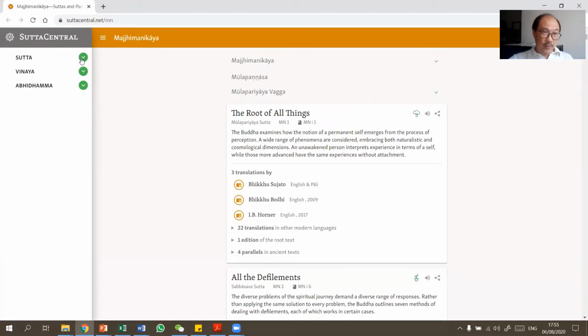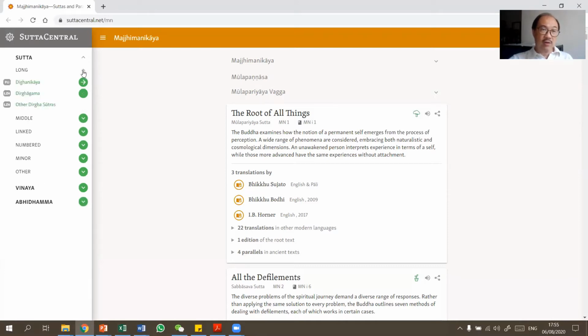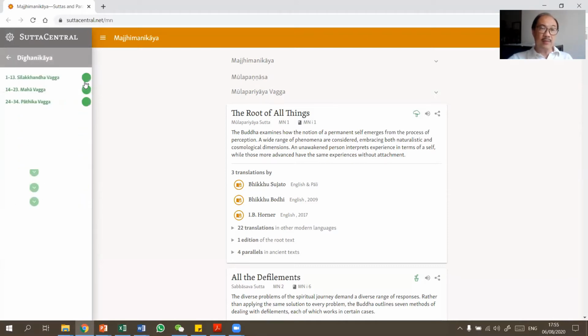Since we are going into the sutta, we can see the long discourses, Digha Nikaya, Majjhima Nikaya, the linked, Samyutta Nikaya, Anguttara Nikaya, and so on. So let's move on to the long discourses, Digha Nikaya. You can find the 3 vaggas over here.